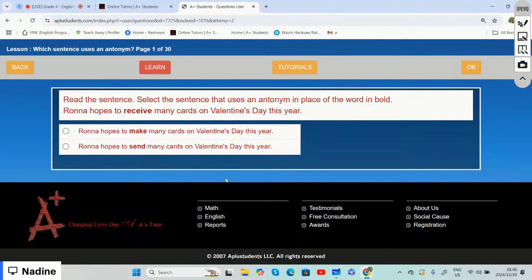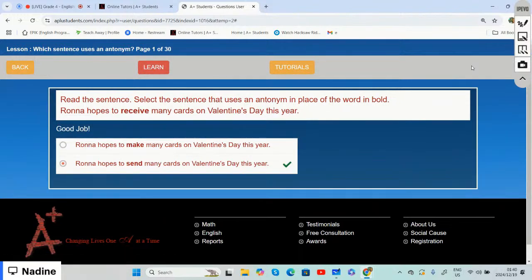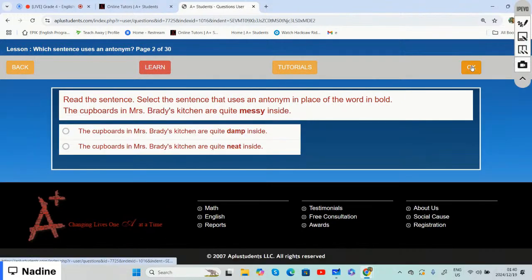All right, and the opposite of receive, so Rona hopes to receive many cards on Valentine's Day. The opposite of receive is to send. So it's either you receive letters or you send letters. It's either you receive money or you send or give money. So well done. Option two is correct.